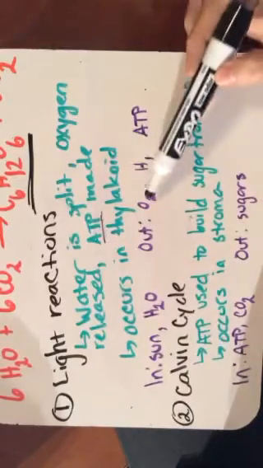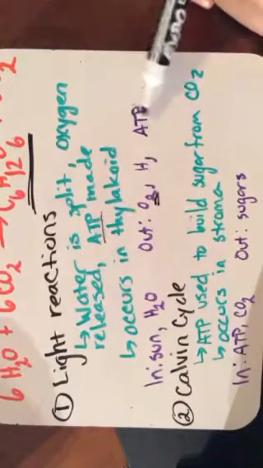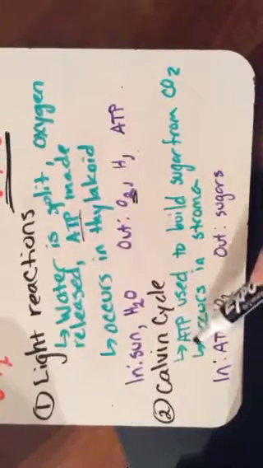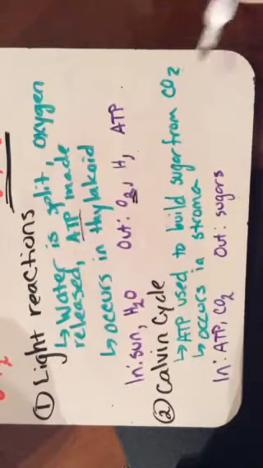Now, I've given you a little summary of what goes in and what comes out of each set of reactions in photosynthesis. So for the light reactions, what do we need? Sun and water. And what do we get? Oxygen. This is the oxygen that we breathe, and it is the result of this water molecule being split. We also get hydrogens and ATP. Both the hydrogens and the ATP then proceed to the next set of reactions, the Calvin cycle. The Calvin cycle is really just using that ATP from the light reactions to build sugar from carbon dioxide.